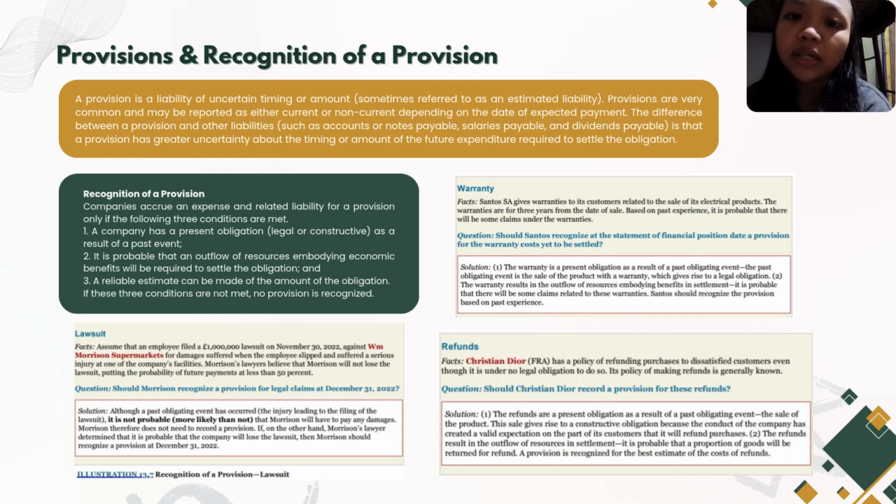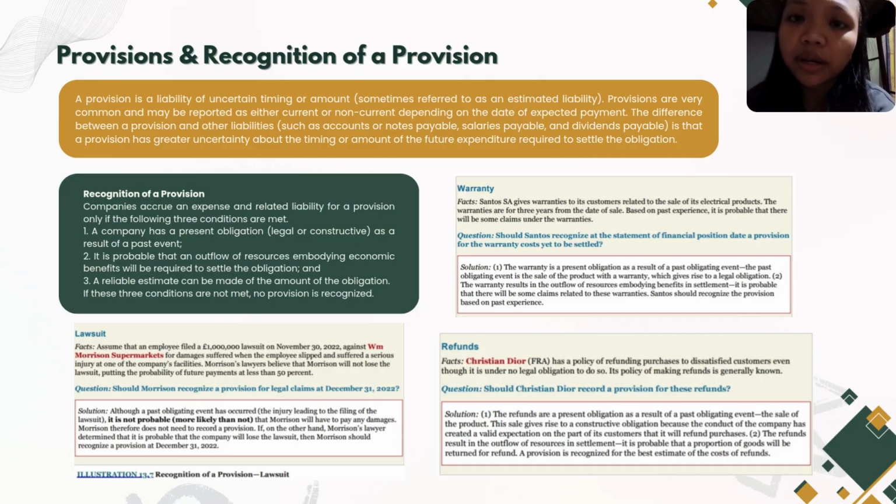First, a company has a present obligation as a result of a past event. Second, it is probable that an outflow of benefit will be required to settle the obligation. And the third one is a reliable estimate can be made of the amount of the obligation. If these three conditions are not met, no provision is recognized.